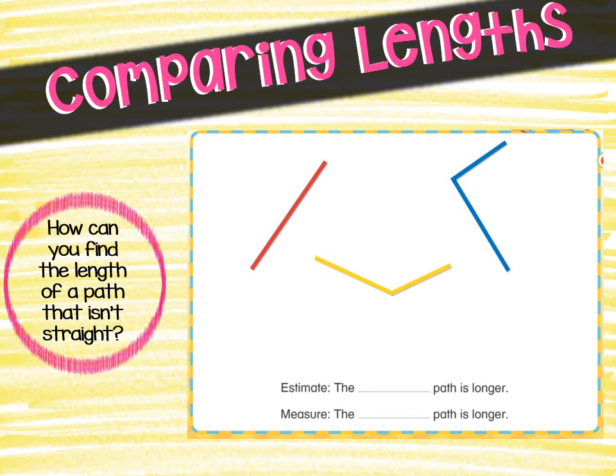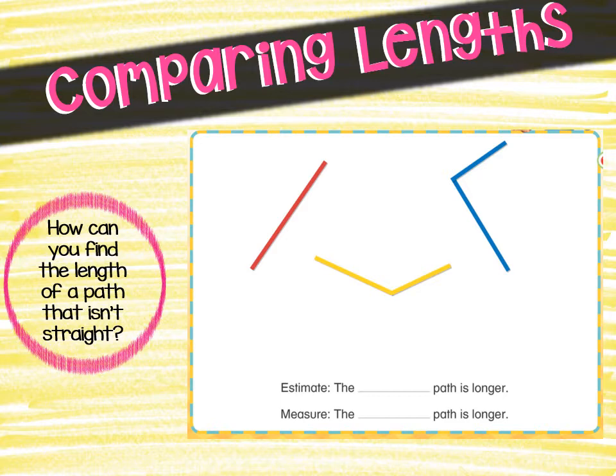Today we're going to talk about comparing different lengths. So here's my question. How can you find the length of a path that isn't straight? Look at these lines. If I wanted to know how long the blue line was, or the yellow line, how could I figure it out? Those lines are not straight, they bend.